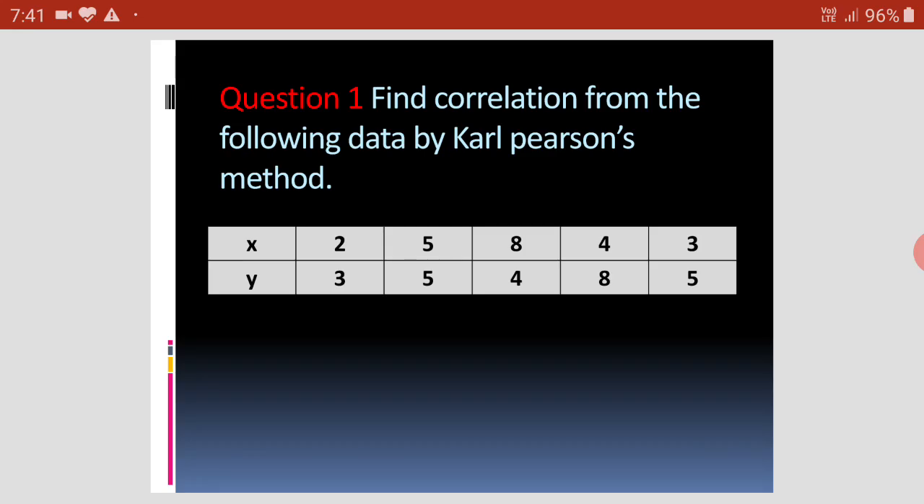Suppose find the correlation from the following data by Karl Pearson's method. It is given in the question paper. There are two columns given, X and Y. Here the observations are very small, because these figures are only one-digit figures. Suppose the observations are two digits or more, like 10, 20, etc. It is called big observations. Now you see here the observations are very small, so here we are using the first formula.